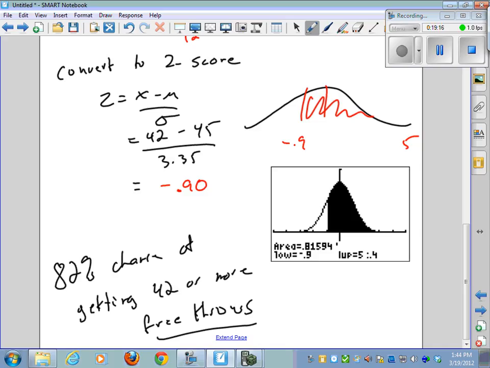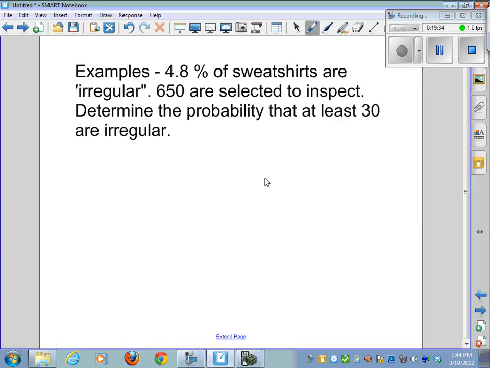Yeah, basically. Okay, so now there's an example on page 129. Do you want to look at it, or do you want to try it on your own and then look at the solution? I can put the question up here so you don't have to look. It says 4.8% of sweatshirts are irregular. They're deemed there's something wrong with them, like they have 3 sleeves on them or something. 650 are selected to inspect. Determine the probability that at least 30 are irregular.